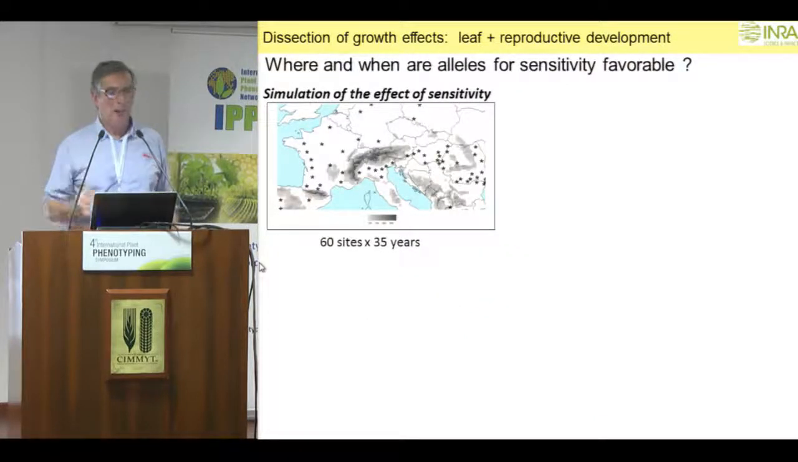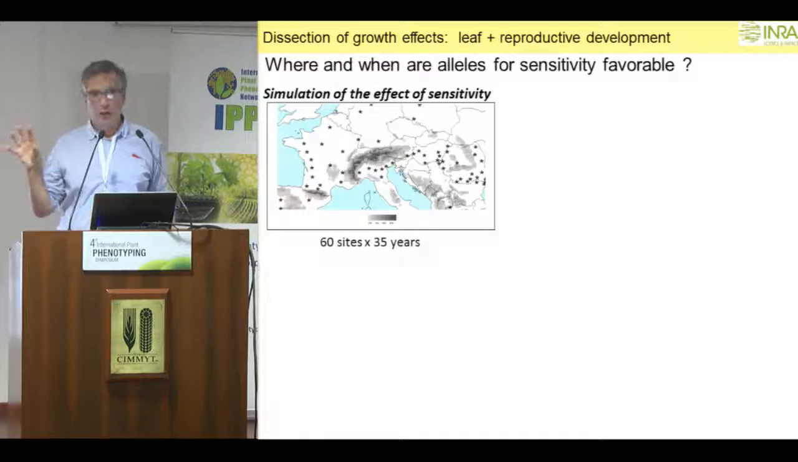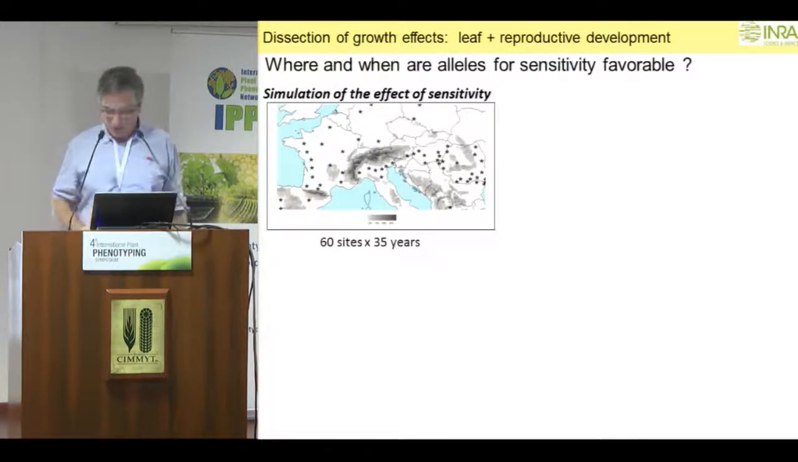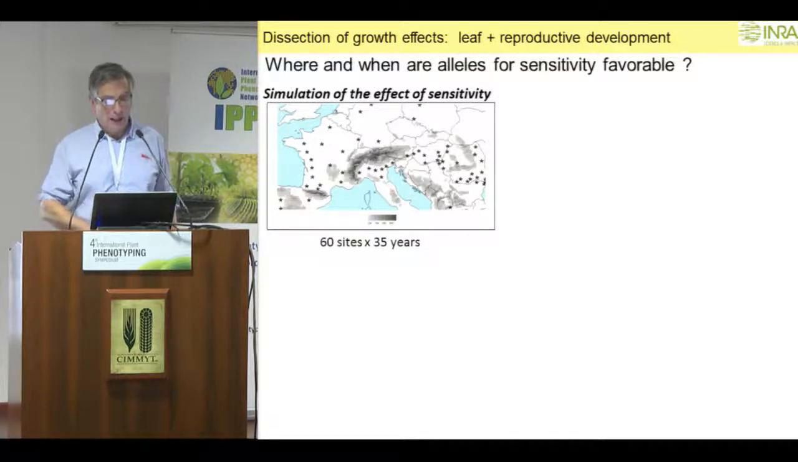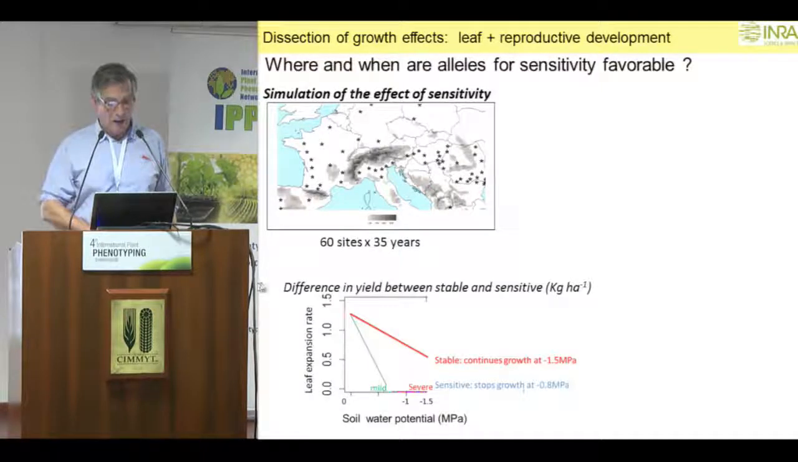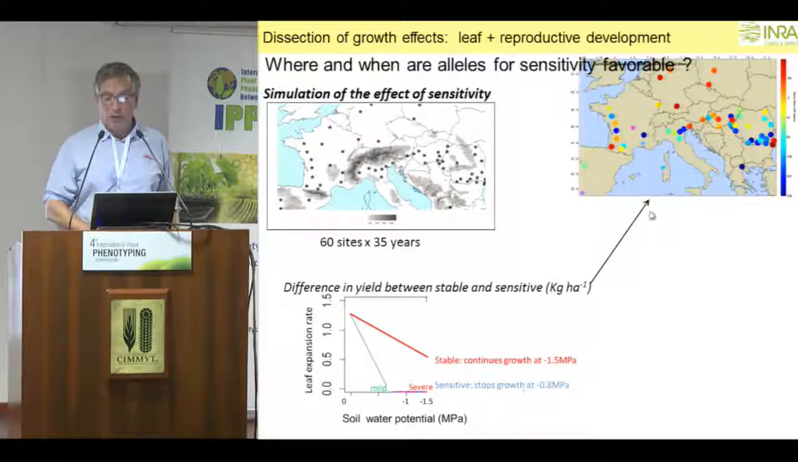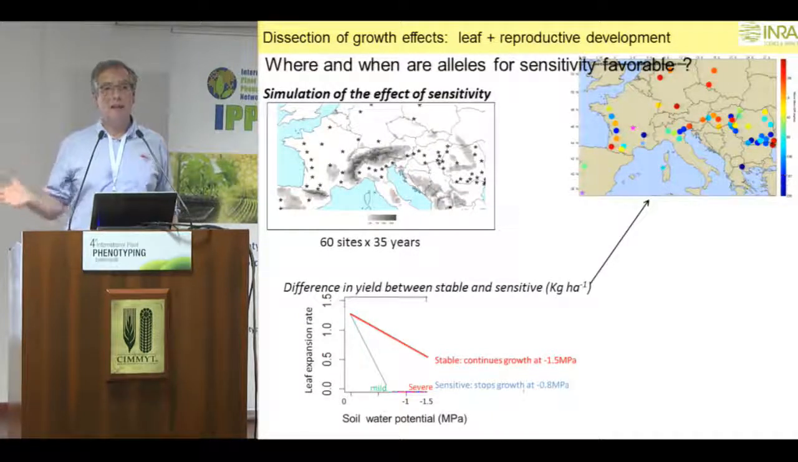So we use modeling. We took APSIM, and with Graham we changed it a little bit to have explicit growth and the responses that I've shown, and we simulate that in whole Europe. I present here the difference between a stable and a sensitive genotype. Here you have a color code in which it can be either positive or negative. So you can see, it's a mess, exactly as in experiments.